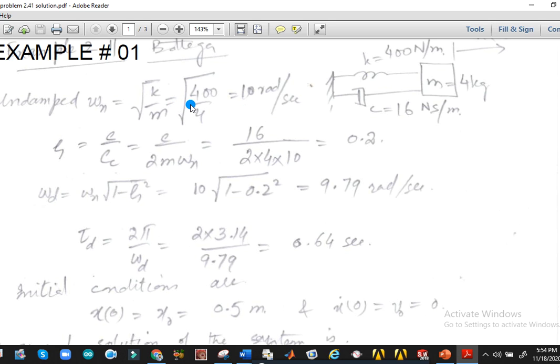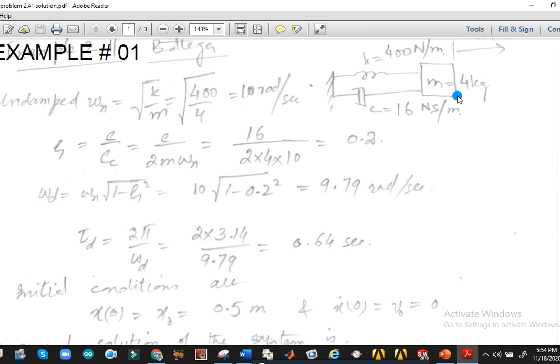What is another provided condition? The system is underdamped. In order to confirm whether the system is underdamped or not, we can also find the value of zeta. How can we find the value of zeta? We know that zeta is equal to C over Cc. C, the damping coefficient, is given, and we need to find Cc. What is Cc? Critical damping coefficient, that is equal to 2m omega n. We have been given the mass, and we need to find omega n first.